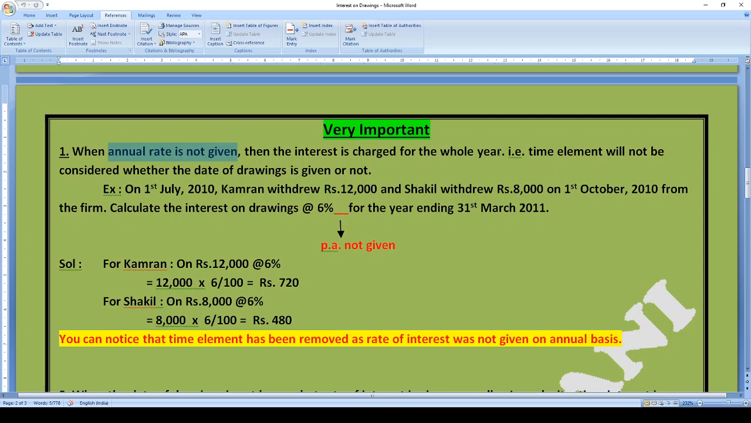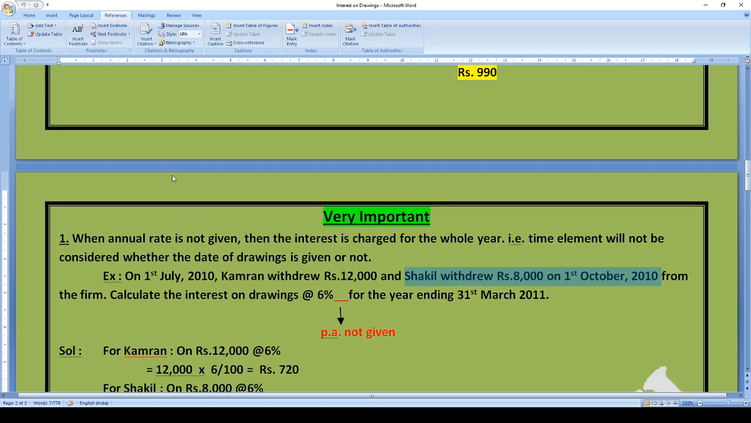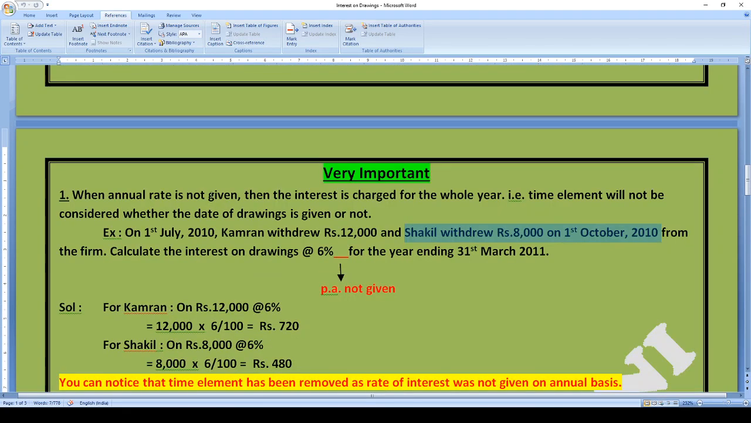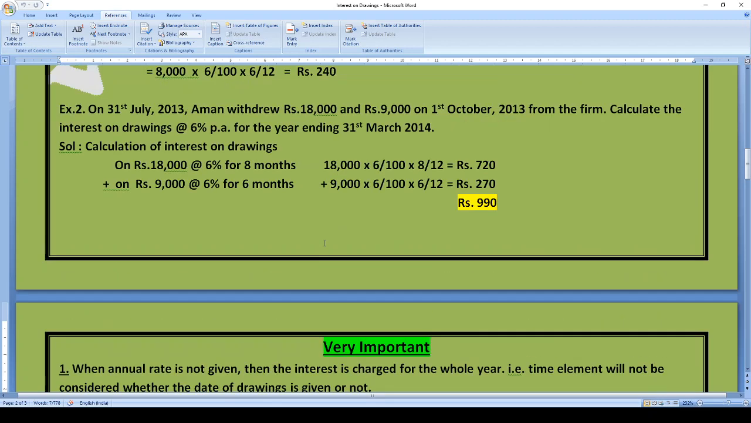So here in this question, on 1st July 2010, Kamran withdrew rupees 12,000 and Shakil withdrew rupees 8,000 on 1st October 2010 from the firm, right? We have used the same example number 1, which we had solved earlier. Here you are required to calculate interest on drawing at the rate of 6%. That's it. The per annum word has not been applied.